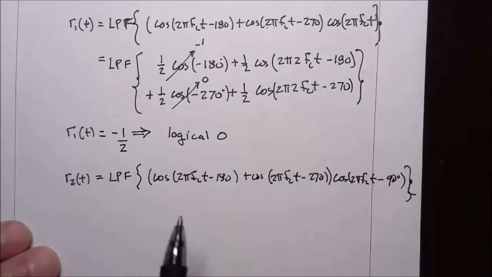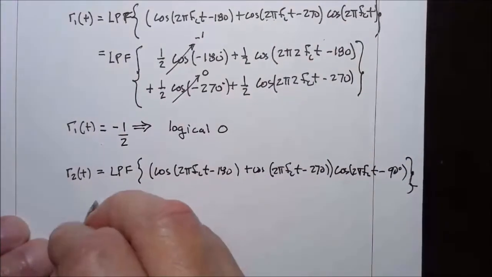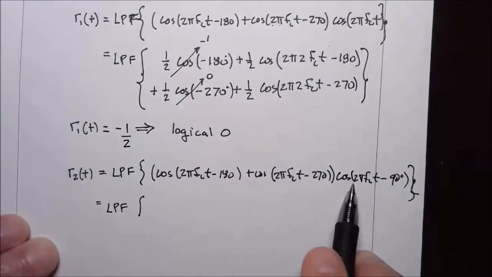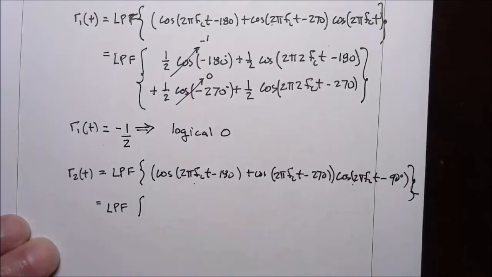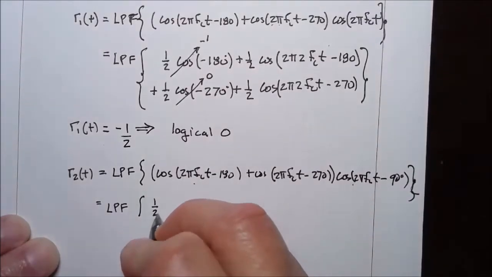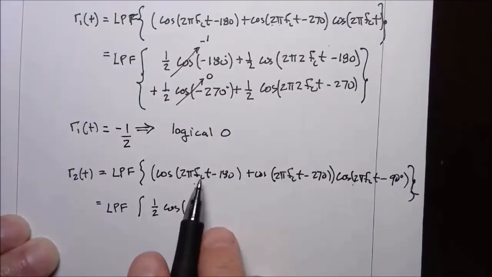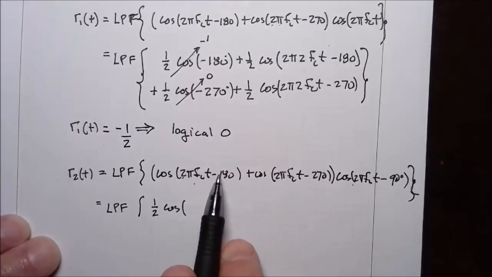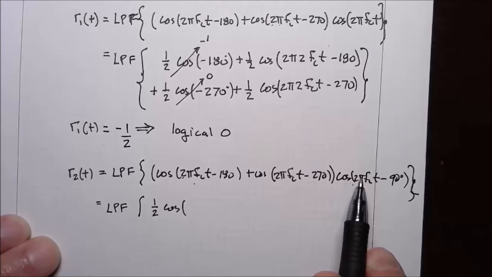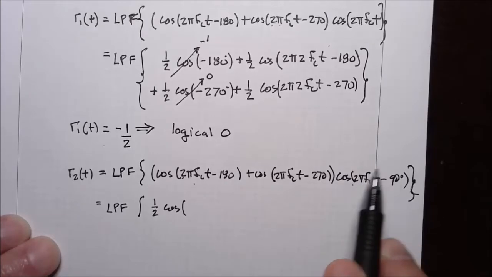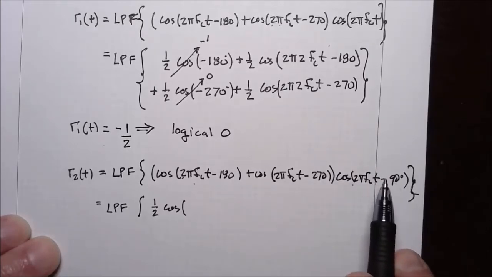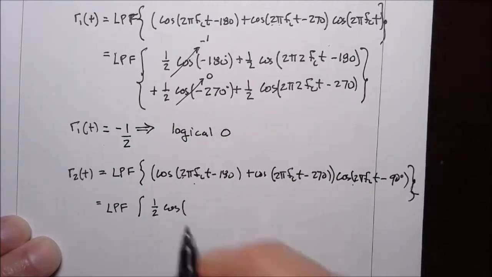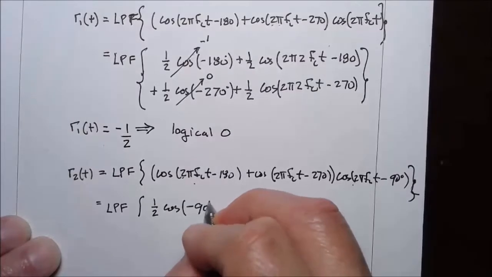Okay, so again, we've got a low-pass filtered cosine times a cosine. Let me do the trig identity. That's going to be 1/2 the cosine of the difference of these two angles, 2 pi fct minus 180 minus 2 pi fct, and then we have a minus and a plus, plus 90. So we have minus 180 plus 90 gives us minus 90 degrees.